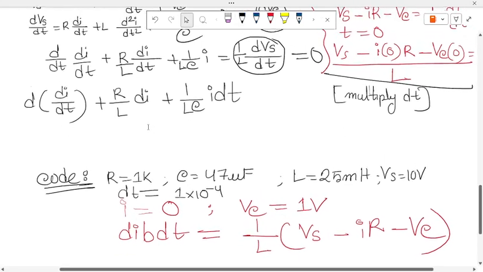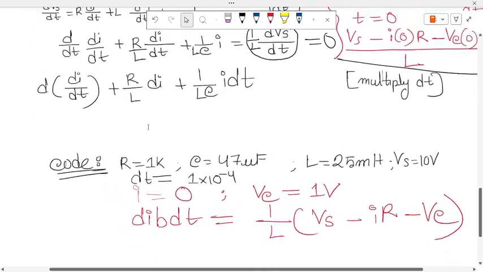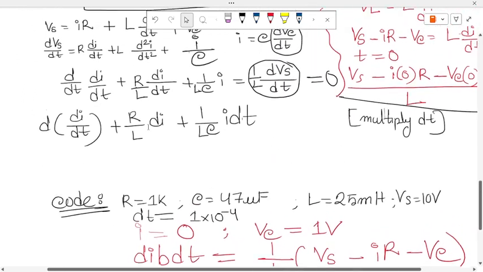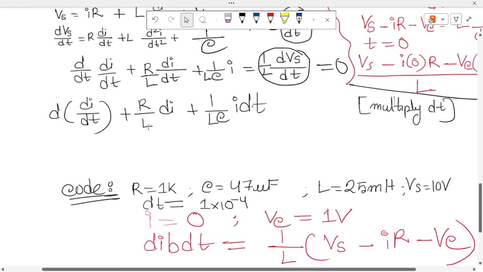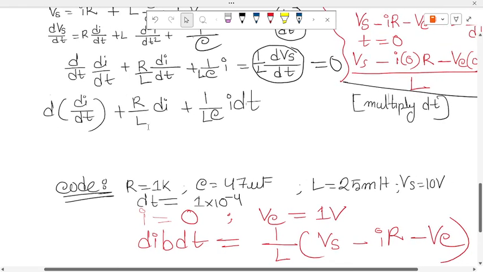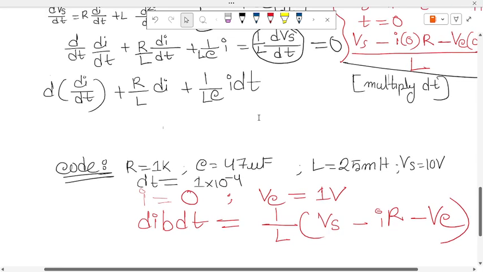Is it right or wrong? Yes, it's okay. Really, is it okay or not? Okay, I think, yeah, R by L di plus 1 by LC I dt is equal to 0.